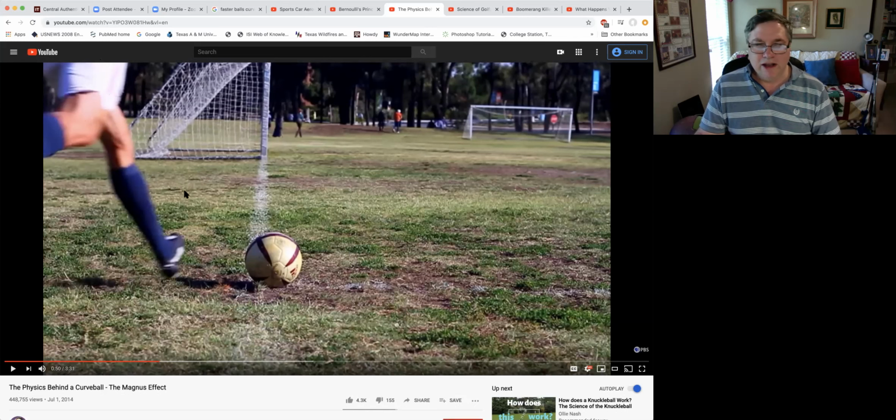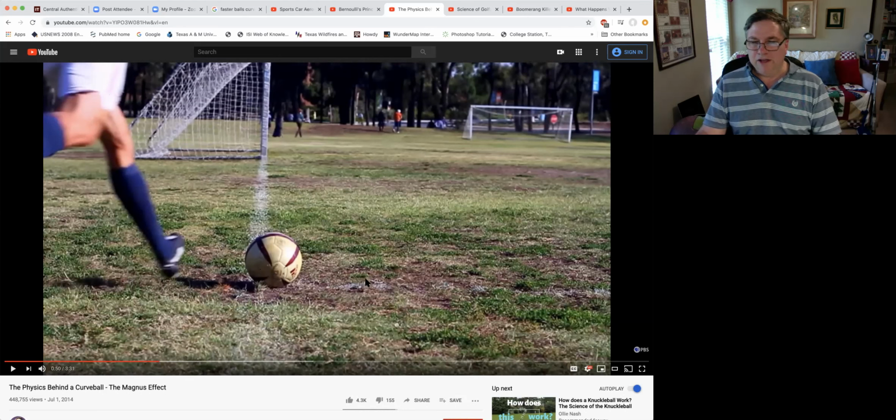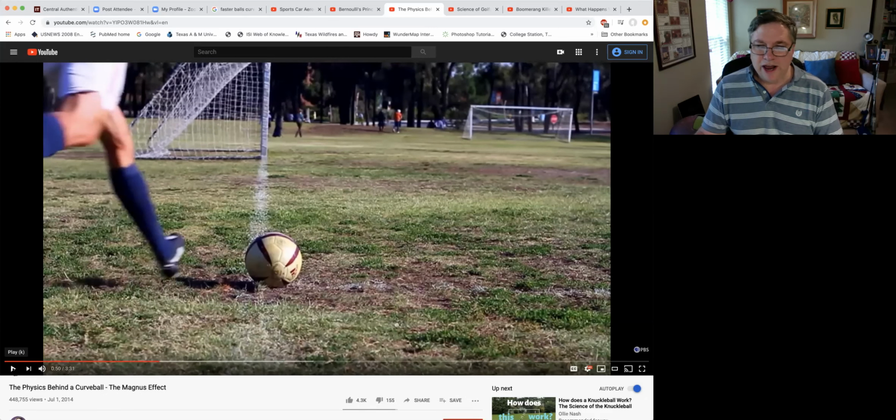Really, really great. So what we're going to see is anytime you want to generate spin or rotation, you've got to produce an off-center force. So his foot is going to hit the side of the soccer ball. And it's going to cause it to go forward, but it's also going to cause it to rotate or spin. And as it's spinning, it's going to be throwing air molecules behind and to the right. That's going to cause the ball to go to the left. Okay, let's check it out.